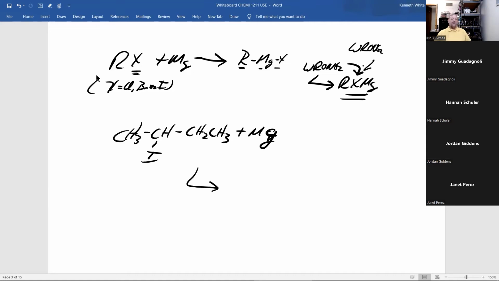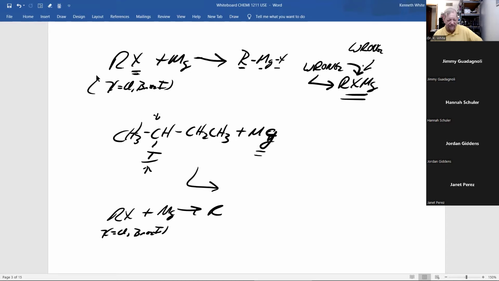And let's look at the following reaction. The question is, give the organic product or products. And if we look at this, we say, oh, what's different? Halogen on a carbon. Oh, that's RX. Wait a second, magnesium metal. And you react it, and what do you get? Remember, X can be chlorine, bromine, or iodine.